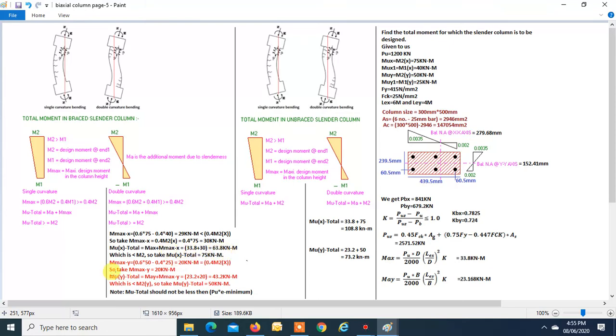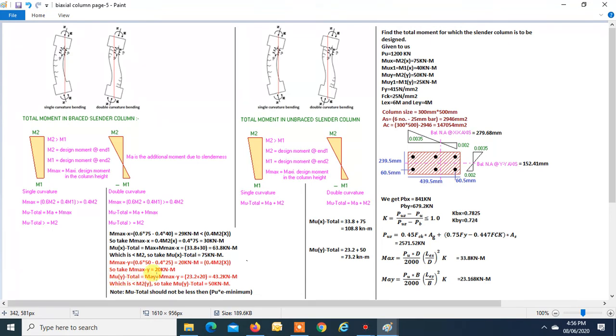Now let us find the total moment about the minor axis. Again the same formula, 0.6 into 50, M2 is 50, plus 0.4 into M1, with a minus sign because M1 has to be taken as minus, 25. So this turns out to be 20, which should be greater than 0.4 M2. 0.4 M2 also turns out to be 20.